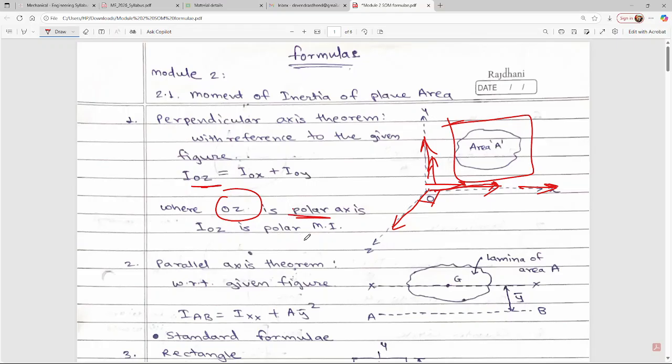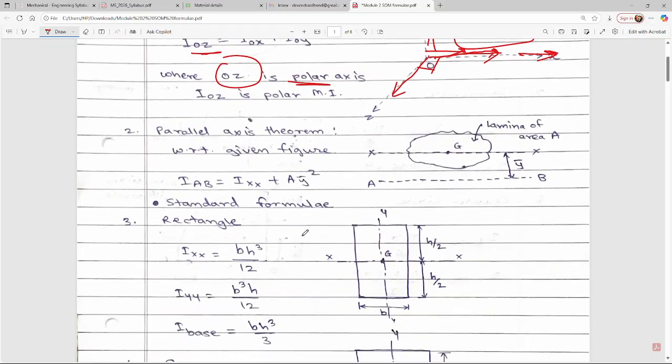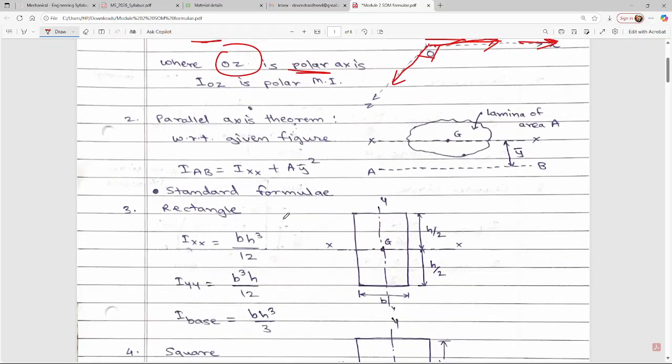Okay, next is parallel axis theorem. Okay, it is the most used theorem. So when we have to calculate the moment of inertia around that axis which is parallel to the centroidal axis, and the distance between this centroid and that axis is y bar.